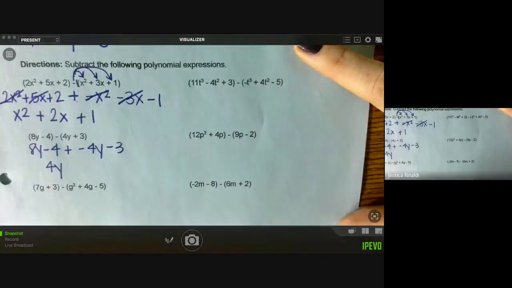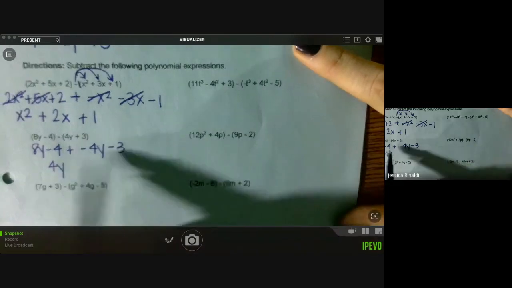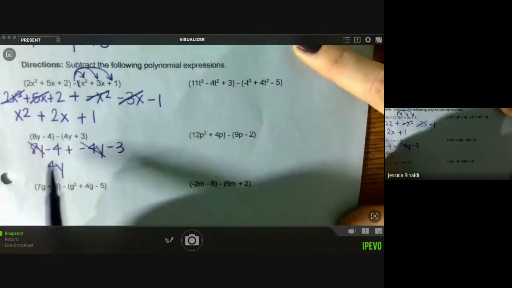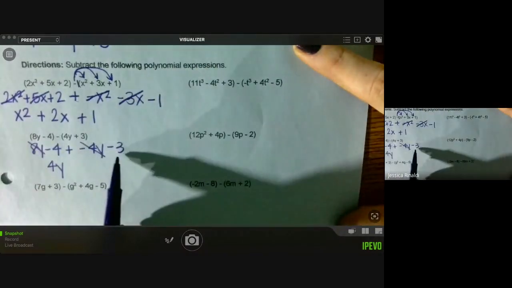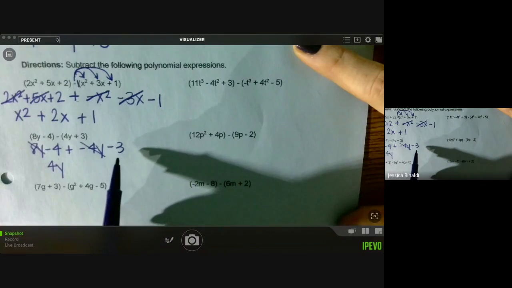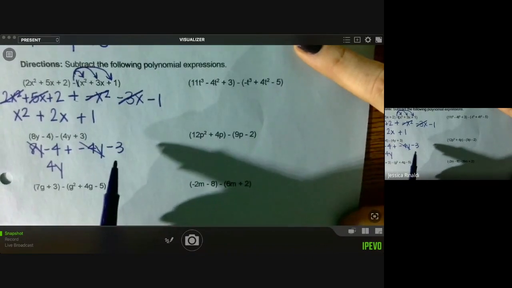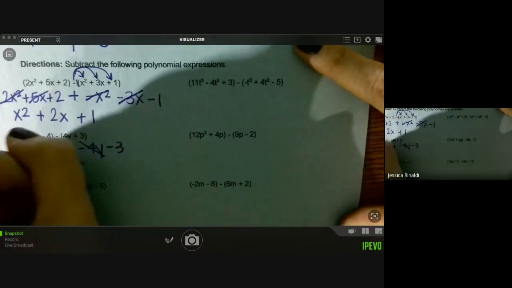And then, let's see. AJ, you want to help me with this last part? Since you just got in? What else is there left to combine in this piece? If I combine my 8y and my minus 4y. Yeah, you're right. Negative 4, negative 3. AJ just got that and she wasn't even here for the whole lesson. So I'm going to combine my negative 4 and my negative 3, and I'm going to get negative 7, and I'm done.